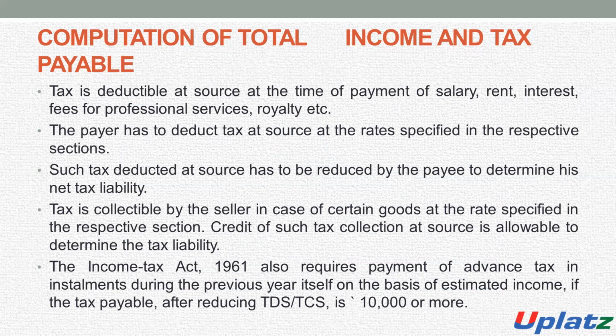The TDS, the tax deducted at source, is deducted by the person at the time of payment of salary, rent, interest, fees for technical services, fees for professional services, etc. The payer has to deduct the amount of TDS at the specific rate, in the specific section, and make the payment of such TDS to the government. Such TDS has to be reduced to determine the net tax liability. Means the amount of TDS is required to be reduced from the total tax liability of the assessee, so that we can calculate the net amount of tax liability.